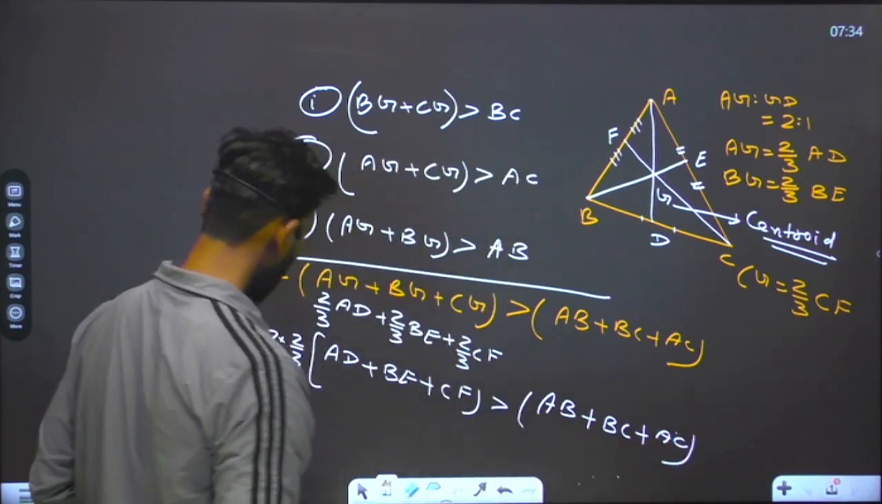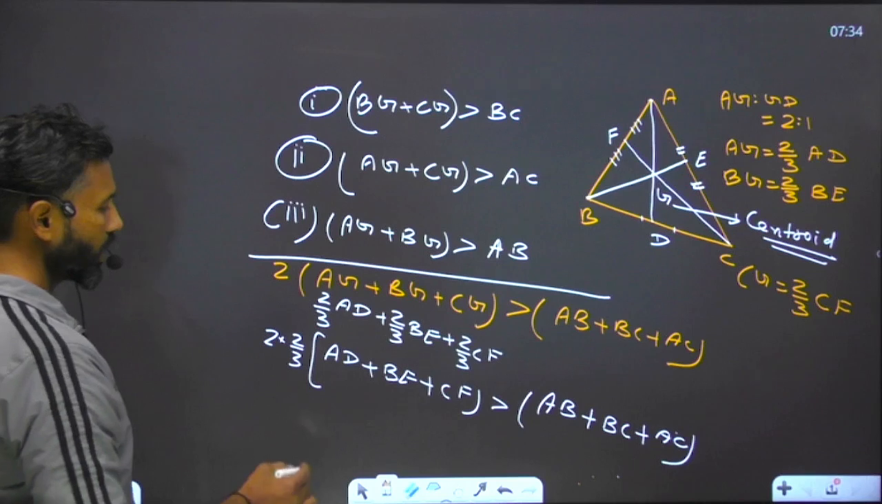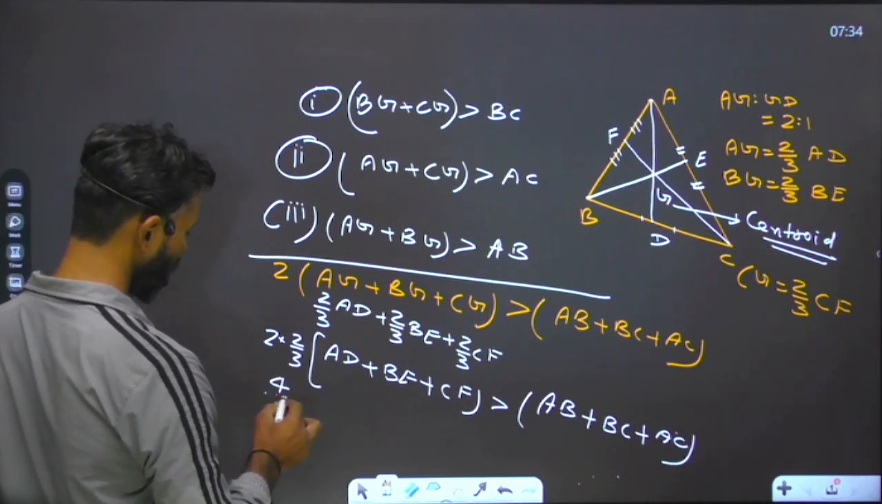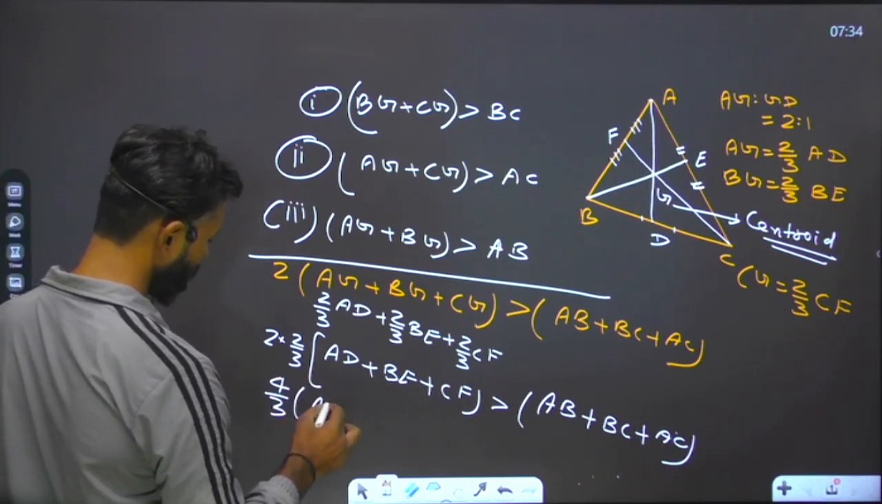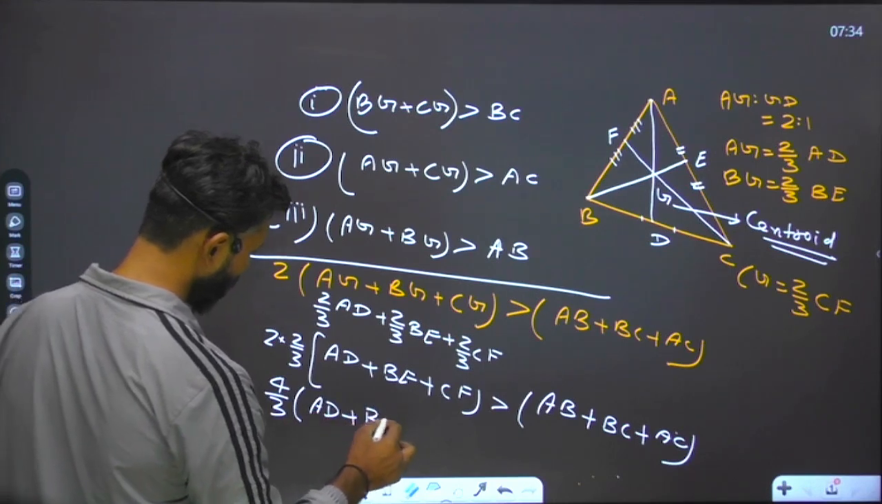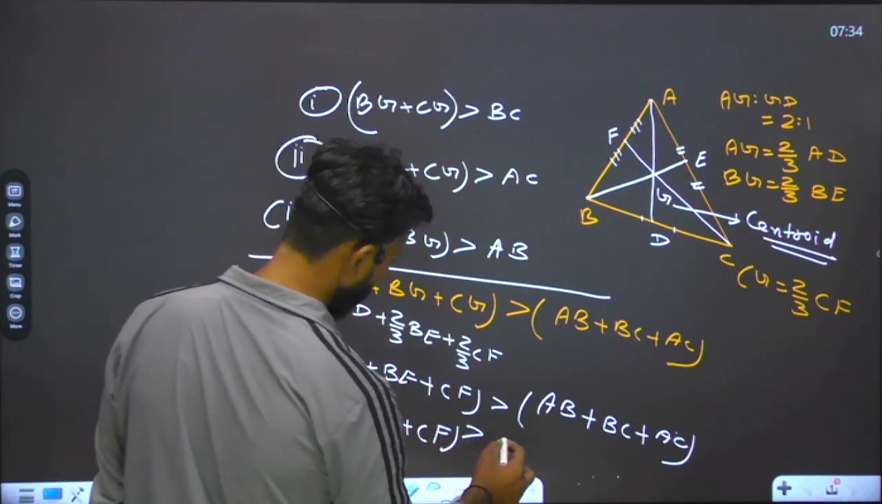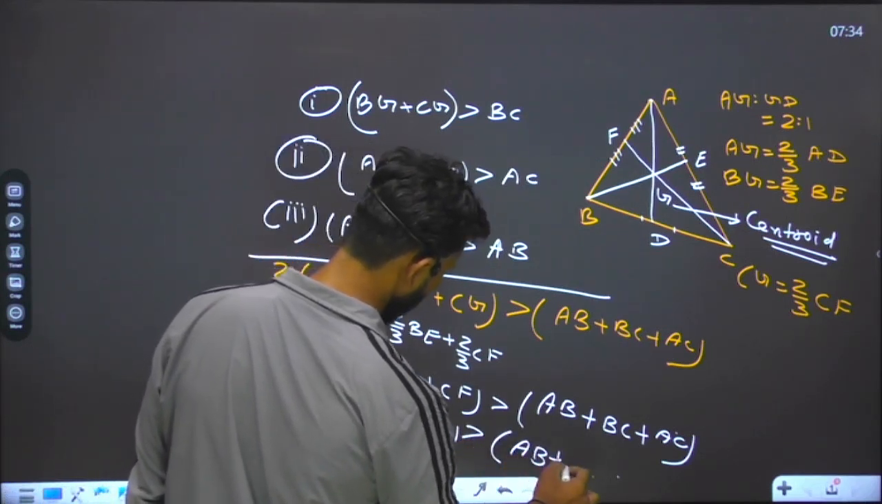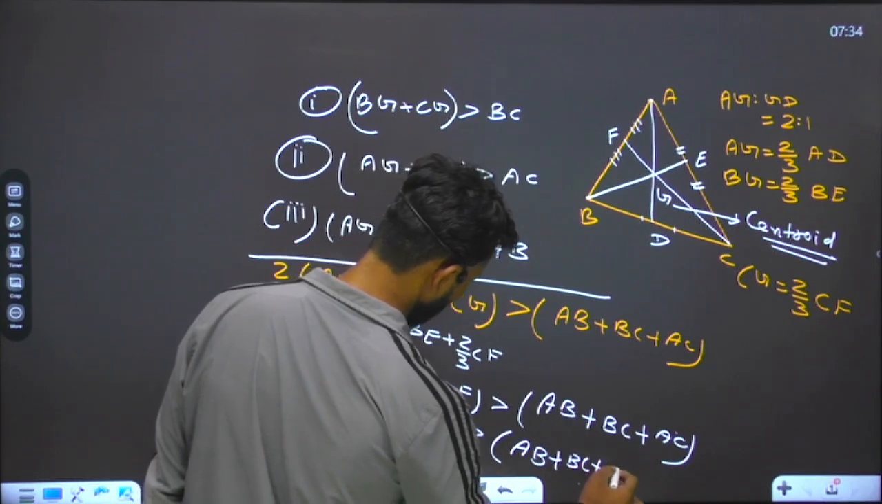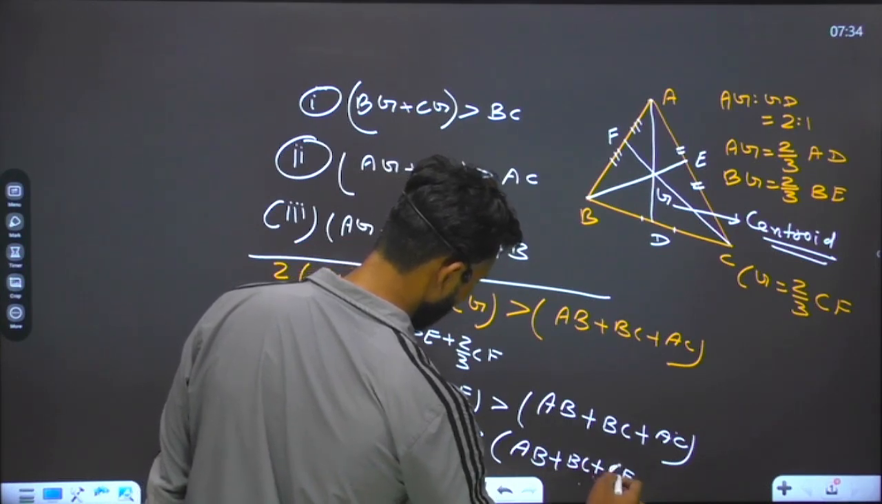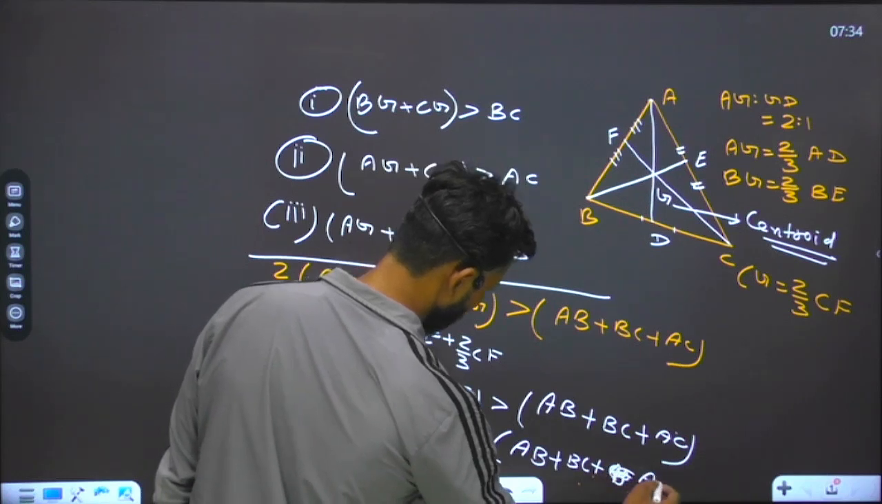Understand? So 2 multiplied by 2/3 becomes 4/3. 4/3 times AD plus BE plus CF will be greater than AB plus BC plus AC. Sorry, not CF, AC. Understand that?